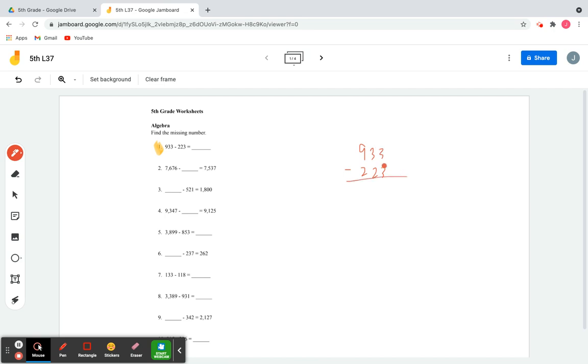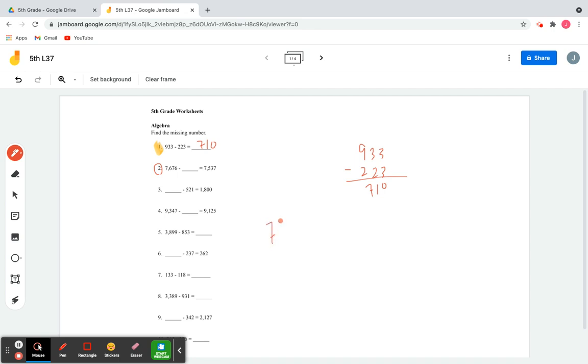So 3 minus 3 is 0. And 3 minus 2 is 1, and then 9 minus 2 is 7. So the final answer of number 1 is going to be 710. And then let's do one more example, and then let's work on number 2.